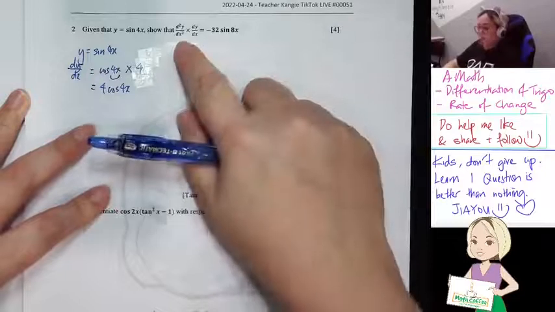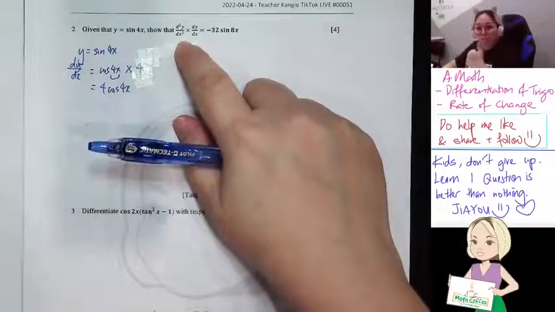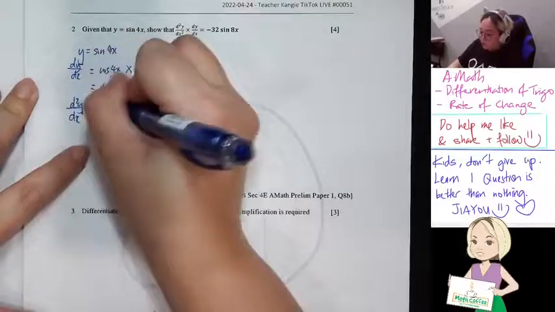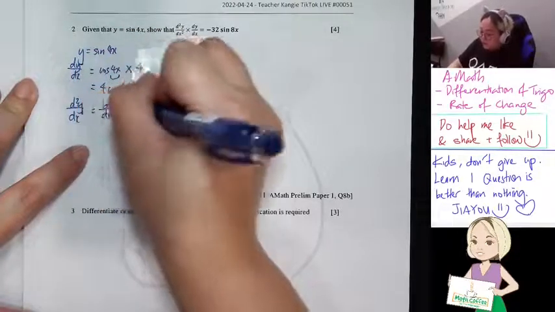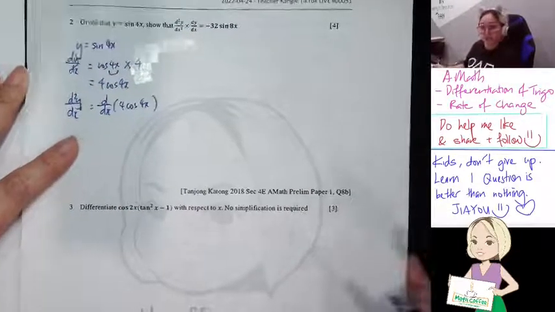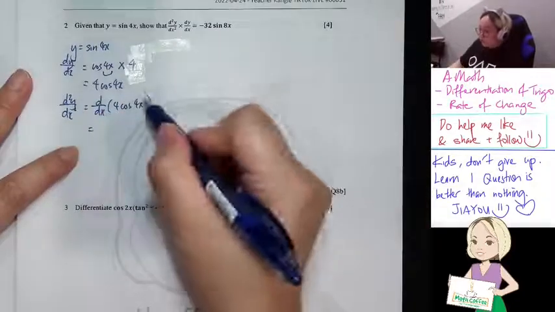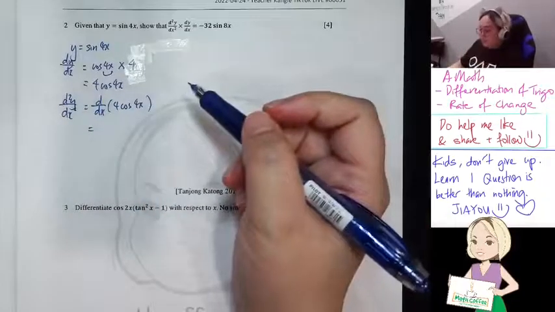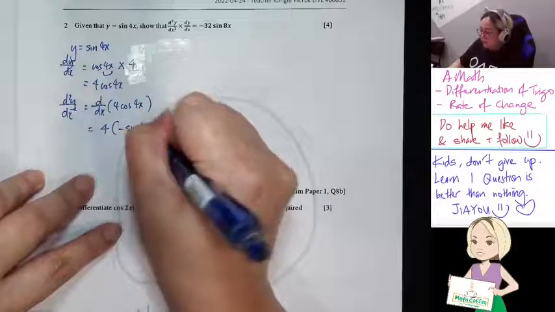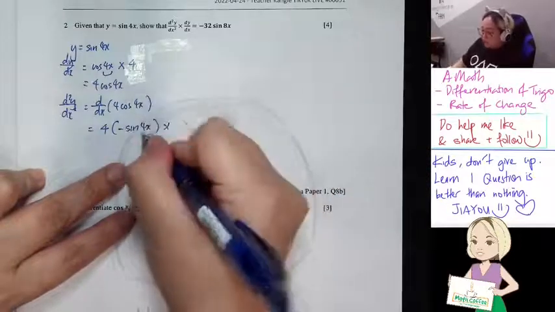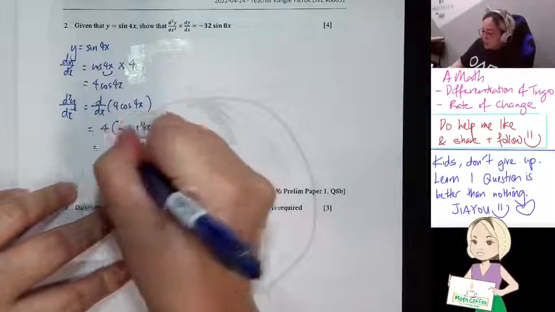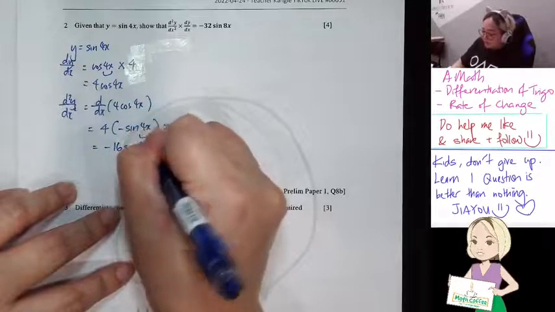Okay, they have d squared y over dx squared, which means I want to differentiate one more time. So for my d squared y over dx squared, I will differentiate this 4 cosine 4x one more time. The derivative of cosine is minus sine. So the 4, I don't care, it stays. This one is minus sine 4x. Don't forget to multiply by the derivative of the inside, which is 4. So in the end, I get negative 16 sine 4x.